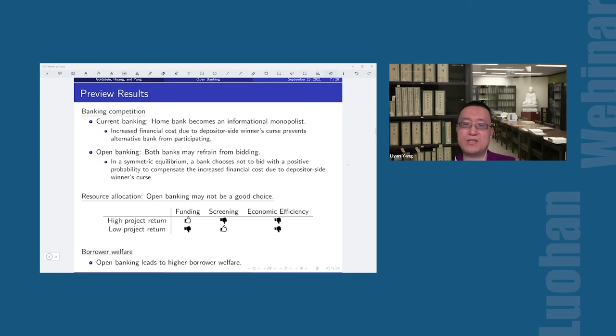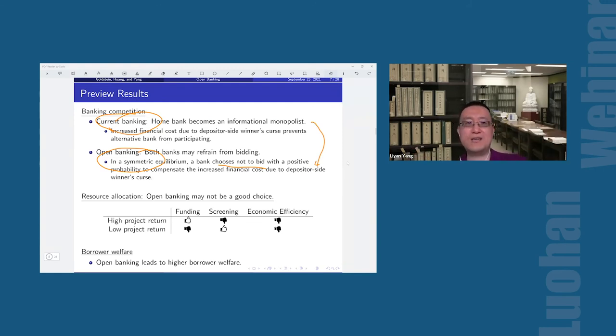But this will completely change the rent distribution. Because if you think about it, in the current bank, they are like a monopolist. They will get all the rent. But in open banking, those firms can choose not to bid, even with positive probability. They are playing a mixed strategy, meaning that their rent is the reservation value. More likely, they change from a monopoly to a very competitive bank. So their rent will reduce dramatically.